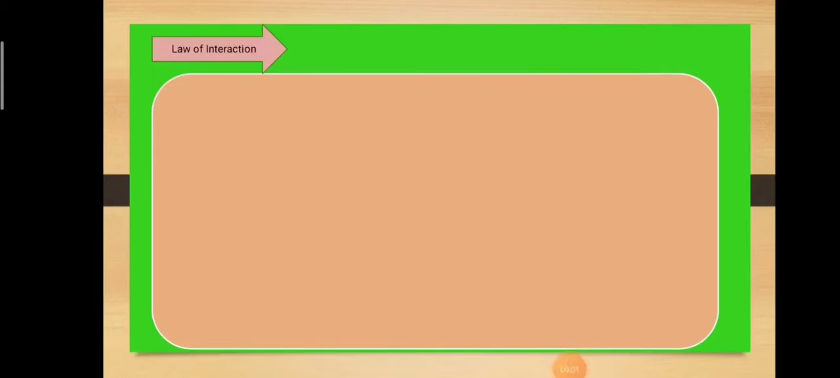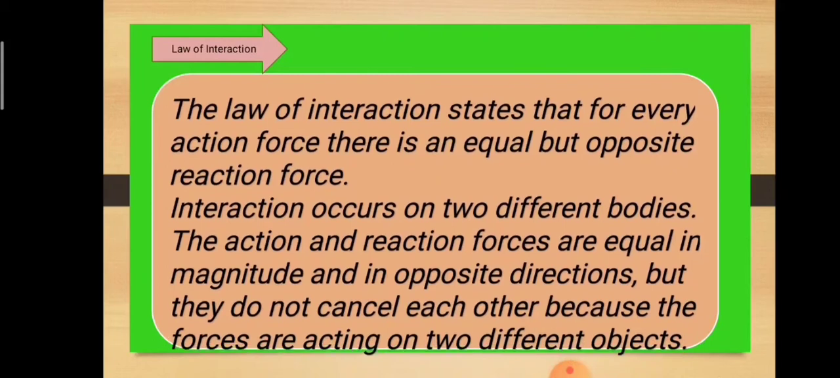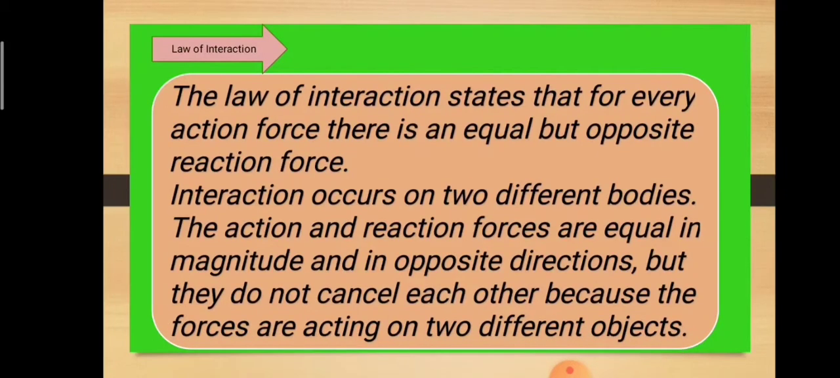Next is the law of interaction. The law of interaction states that for every action force there is an equal but opposite reaction force. Interaction occurs in two different bodies. The action and the reaction forces are equal in magnitude and opposite in direction, but they do not cancel each other because the forces are acting on two different objects.